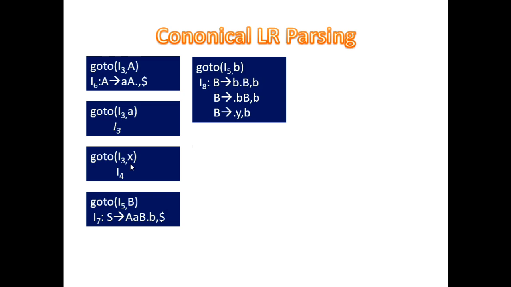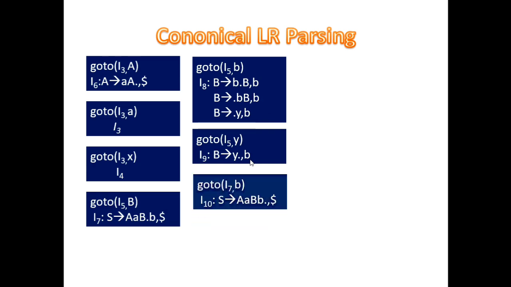Now, we will go for goto of I5 comma B. I5 comma B will result in B tends to small b, capital B dot. Since the dot is before a non-terminal, introduce all the productions of the non-terminal: B tends to dot small b, capital B, and B tends to dot small y. Now, the lookahead symbol for B is followed by small b, so introduce lookahead symbol b for all the productions of B here. That is why we are putting b for this. Now the next is goto of I0 comma small y. It will result in B tends to small y dot, and name this item set as I9.